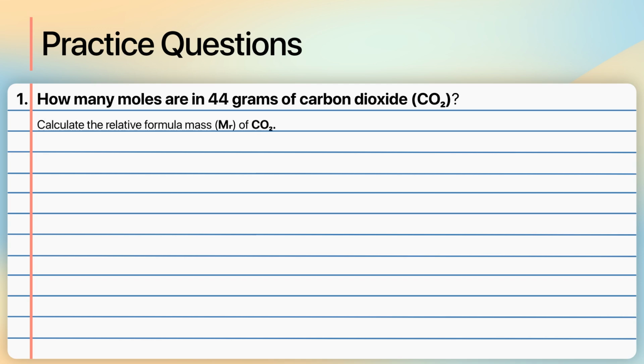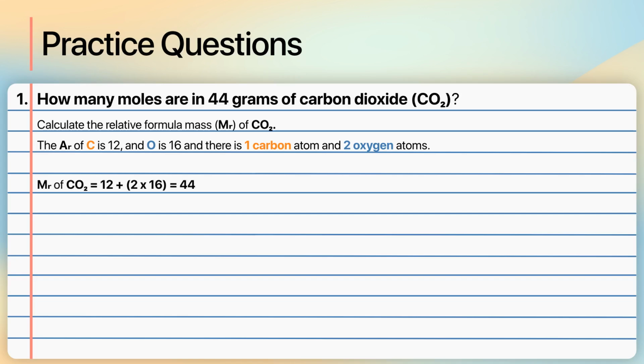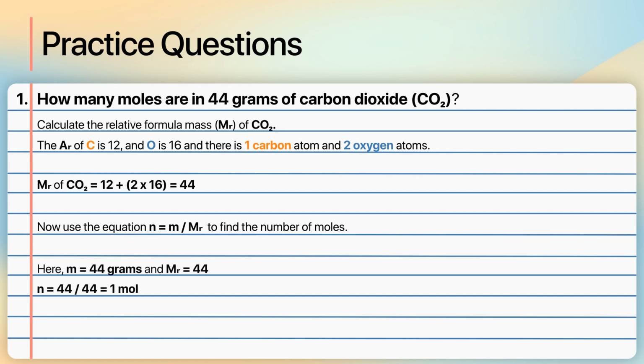First, calculate the relative formula mass of CO2. Carbon has an atomic mass of 12. Oxygen has an atomic mass of 16, and there are 2 oxygen atoms. So, the relative formula mass of CO2 is equal to 12, plus 2 times 16, which equals 44. Now use the equation n equals m divided by Mr to find the number of moles. Here, m is equal to 44 grams, and the Mr is 44. Therefore, n equals 44 divided by 44, which is equal to 1 mole. This means you have 1 mole of carbon dioxide.